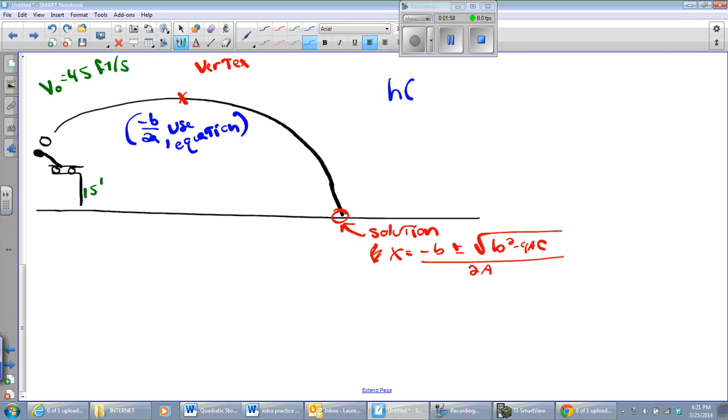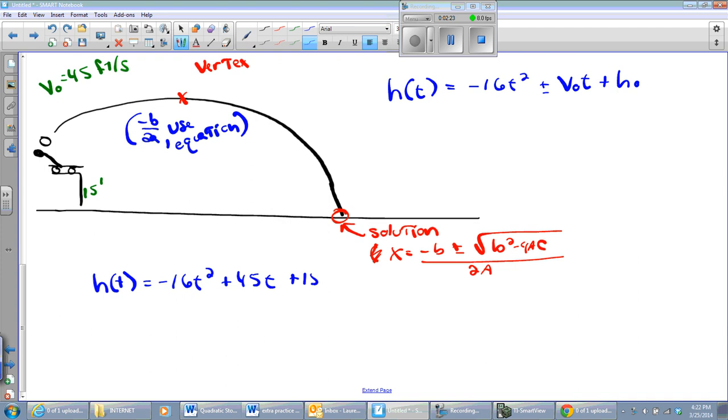Well, it's h of t equals negative 16 t squared plus v sub o t plus h sub o, right? And in this problem, specifically, it's going to be h of t equals negative 16 t squared plus 45 t plus 15, because it's being launched from a height of 15 feet off the ground.